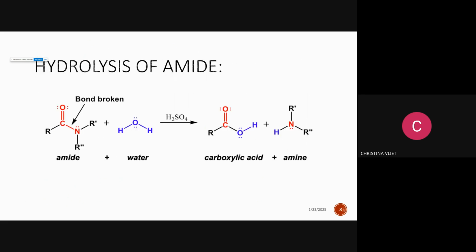Hydrolysis of amide, same idea. The bond that you break is right there. The OH goes to the side with the C double bond O, and a hydrogen goes to the side with the amine. So your products would be the OH goes to the carboxylic group, the C double bond O, and then the H goes to the amine. Now basically break apart and you have to know where to put each thing.